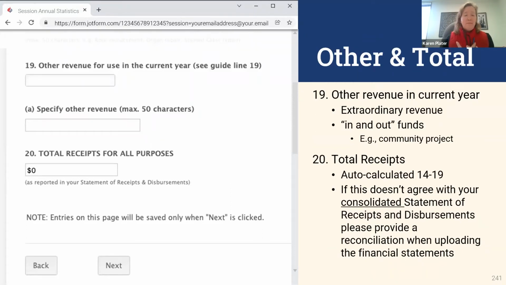So it's important to note that if this doesn't agree with your consolidated statement of receipts and disbursements, to please provide a reconciliation for us when uploading the financial statements. Because with congregations, there are so many different ways that the money is accounted for. So just explain it to us so that we understand, and as long as it's following the principles of the questions we're asking, then that should be fine.